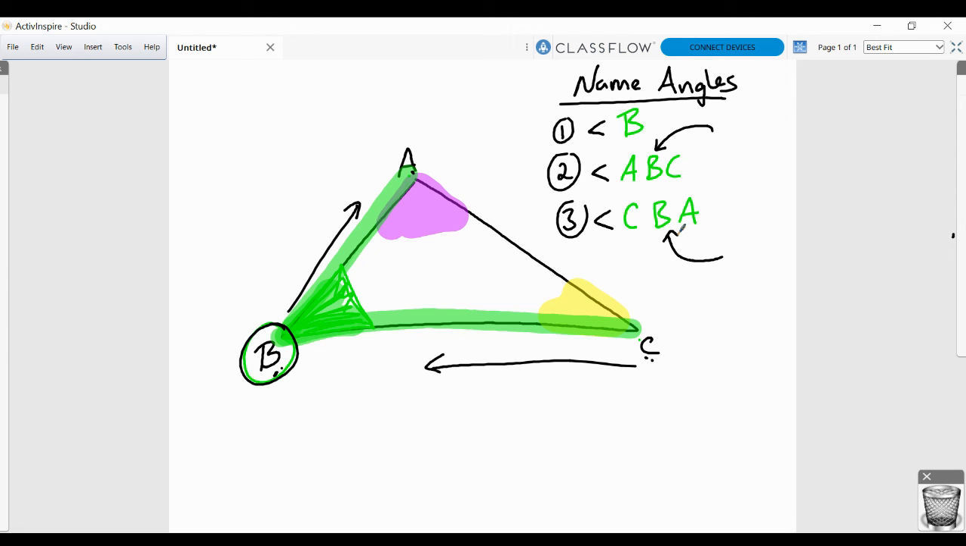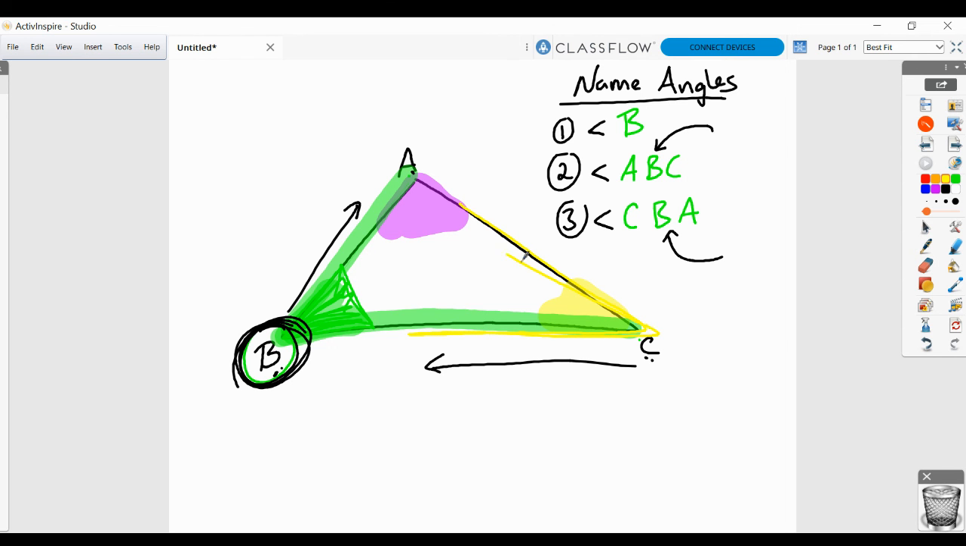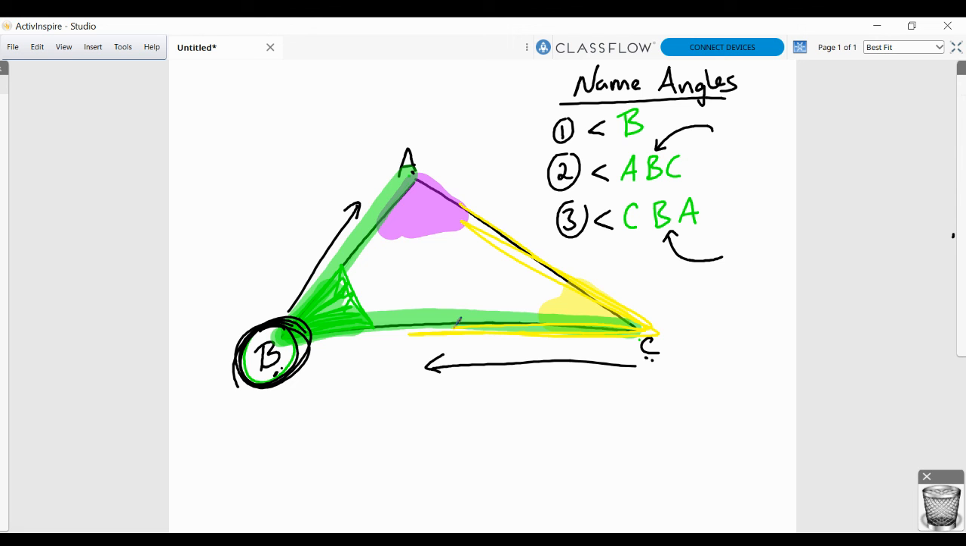So we can just use the letter here and call it angle B, or we can use all three letters, and in that case, it doesn't matter which order we go in as long as this letter is in the middle. So if I wanted to reference this angle here, this yellow one, we could say that this is angle C. We could call it angle ACB or angle BCA. Just making sure that C is the letter in the middle of that name.